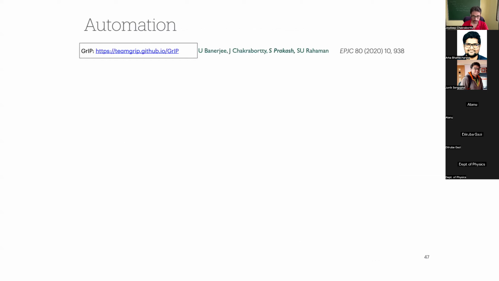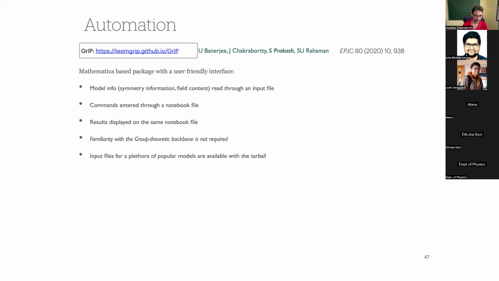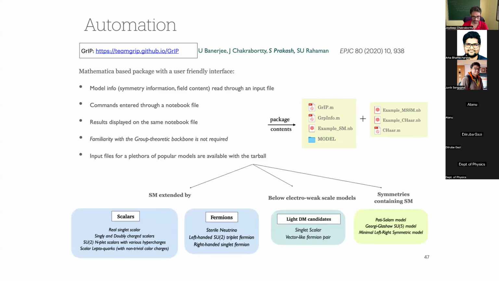So now, once we have this mathematical principle, we have written a mathematical program which is called GrIP, a short form of group invariant polynomial. It's a Mathematica-based package where we can give the information about the different symmetries and the field content, and you get different .m files. There are some example files, and you can calculate the character function especially for different representations, and for different models.